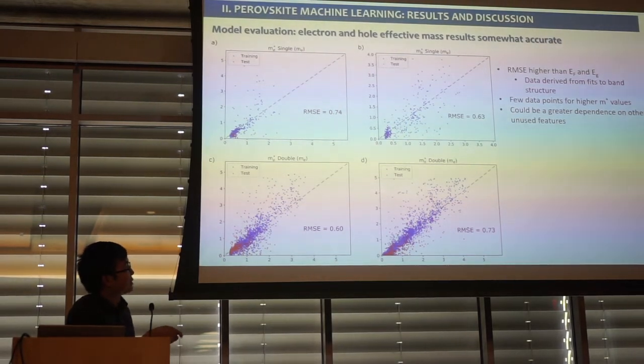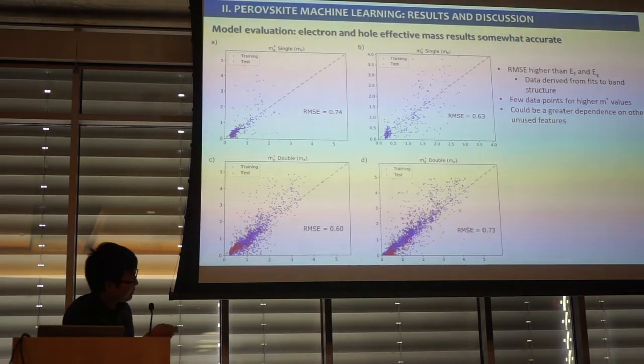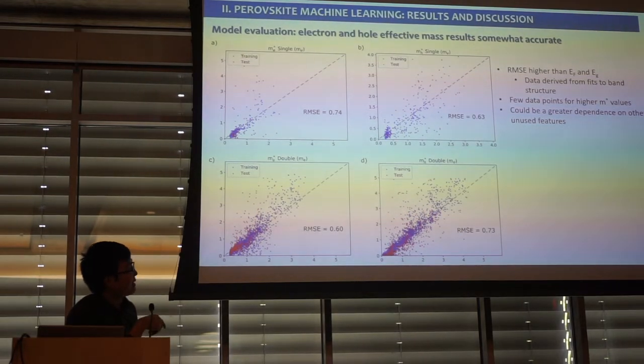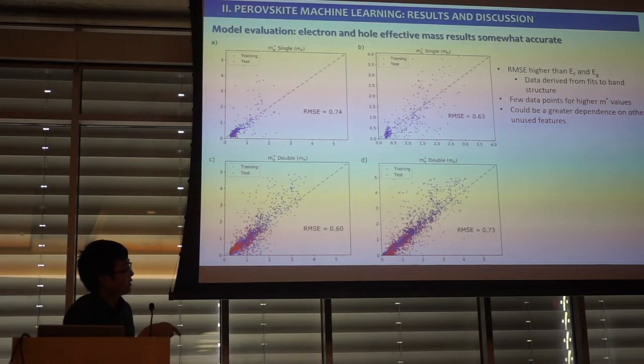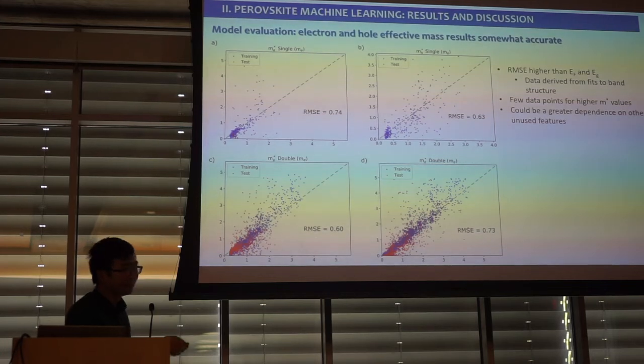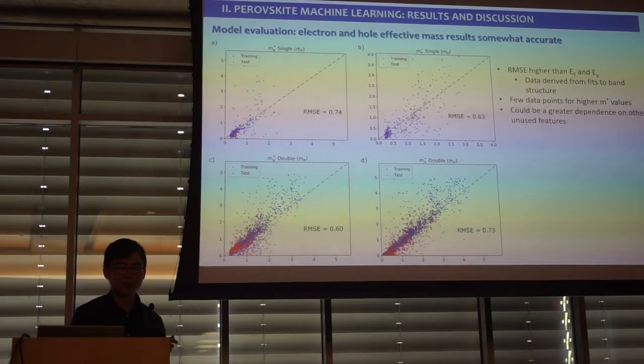We suspect that there could be a greater dependence on other unused features that we have not considered in the study, things like bond angles or bond distances or maybe space group.